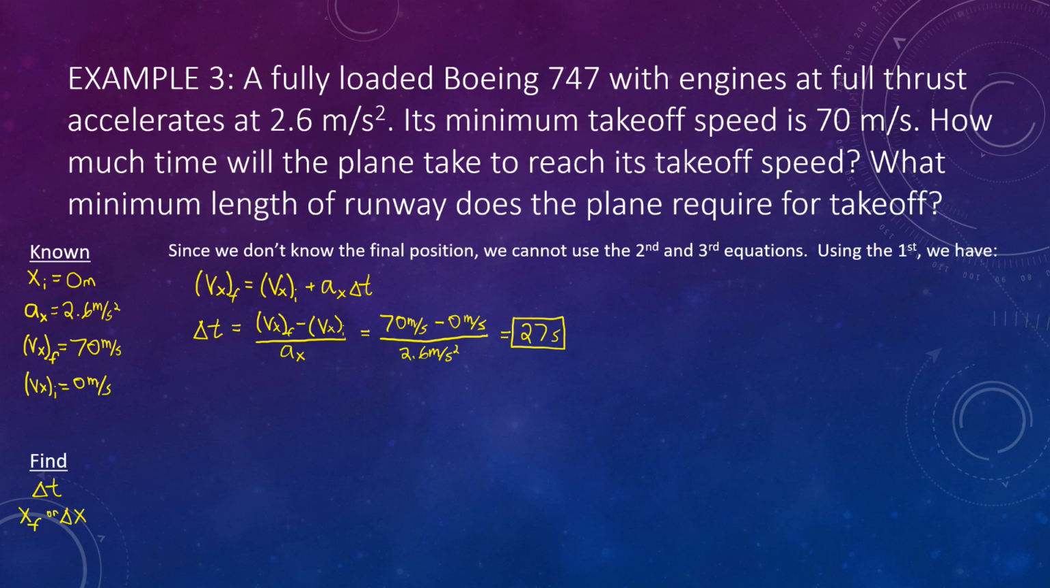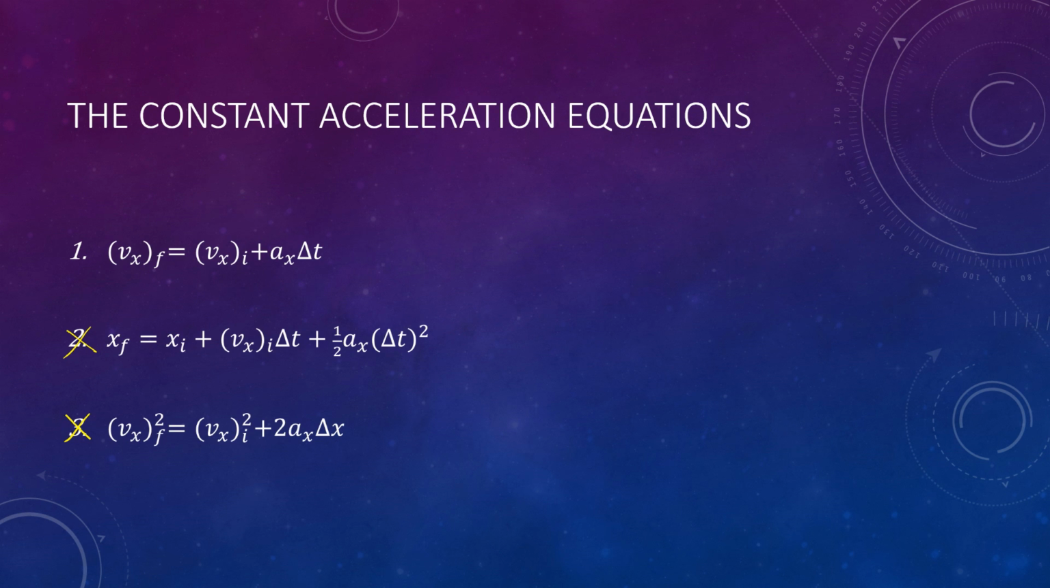We now have the other half of the problem to deal with. What minimum length of runway does the plane require? So we're looking for a position or a displacement. So let's look back at our equations. Ignore the x's that are already here. So we could use the position equation to solve for xf. We know the initial position, we know the initial velocity, we know the time it takes now, and we know the acceleration. So we can solve this equation. Or we could also use the third equation to get delta x, since we know everything else here as well.